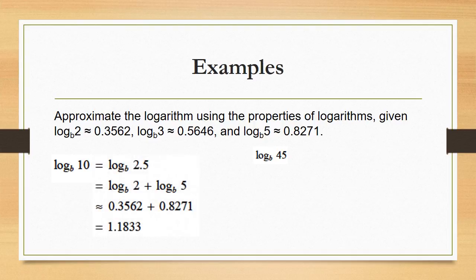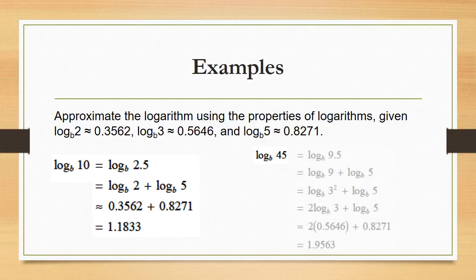Okay, so the log of 10, that should be 2 times 5. It looks like 2.5, but it's supposed to be 2 times 5. Split up the multiplication, log base b of 2 plus log base b of 5, and then substitute in the values. For 45, like I said, that's 9 times 5. So you have log of 9 plus log of 5. 9 is 3 squared. The 2 comes down front, and then we substitute our values in.